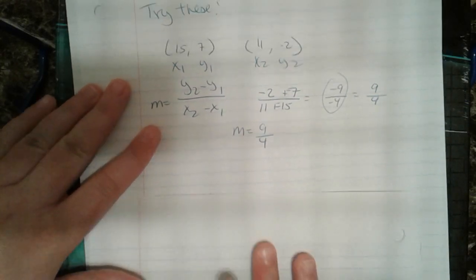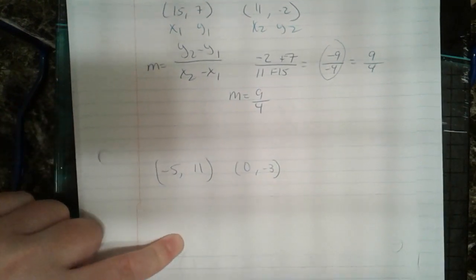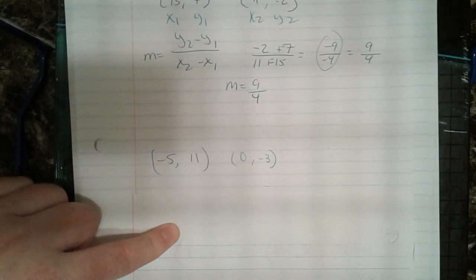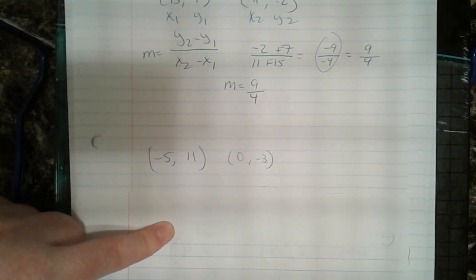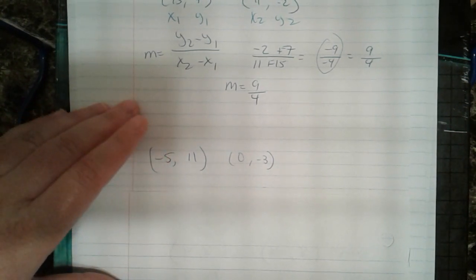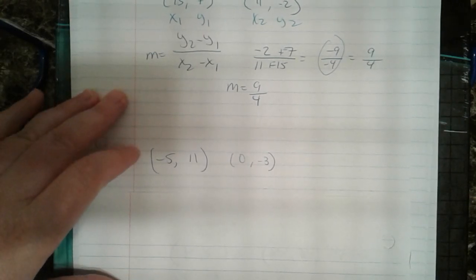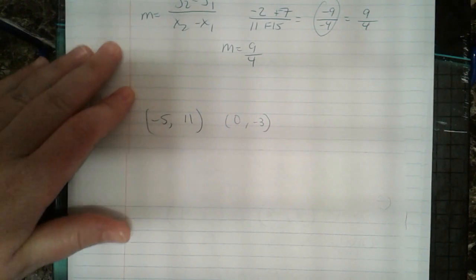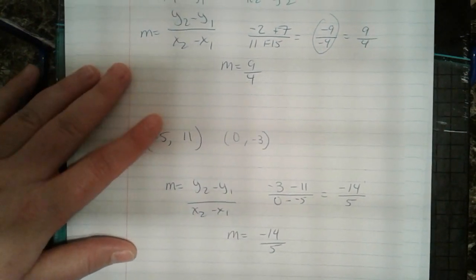Okay, so go ahead and try out this problem. We have (-5, 11) and (0, -3). Try out that one and see what you can do with that. Okay, so go ahead and pause the video and try this one out. Okay, assuming you paused the video, you should have come out with -14 over 5.